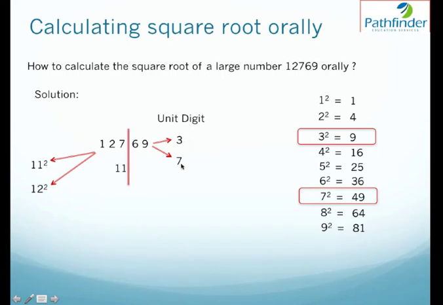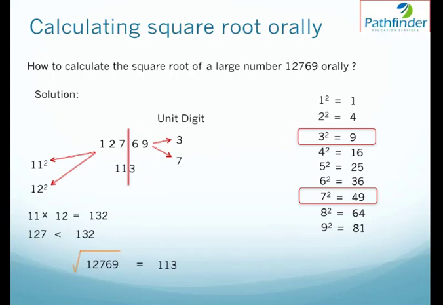To find the second part of the square root, I'll need to multiply this 11 by the next number, that is 12. So 11 multiplied by 12 is 132. Now we see that our number 127 is less than 132. And therefore, from these two unit digits, we will choose the smaller of the two unit digits, that is 3. So we can say that the square root of 12,769 is 113.